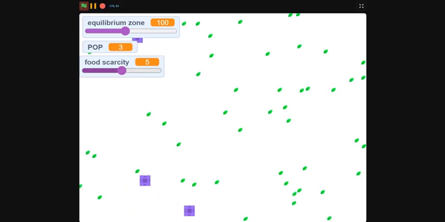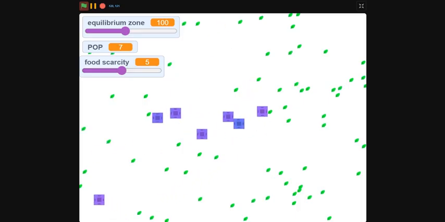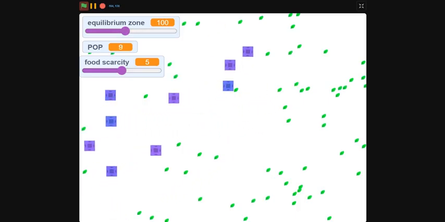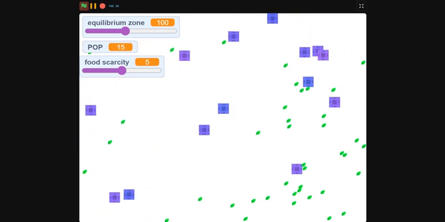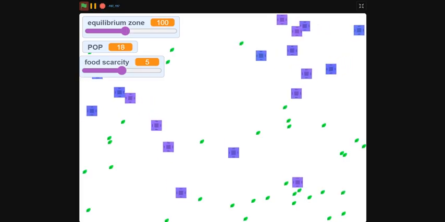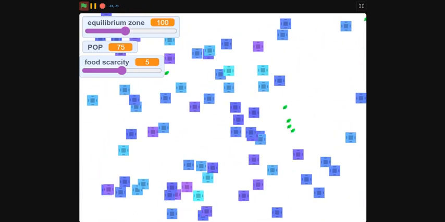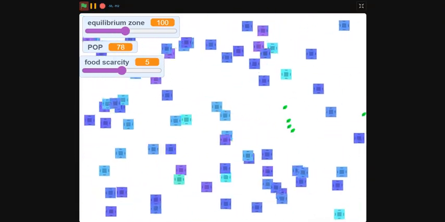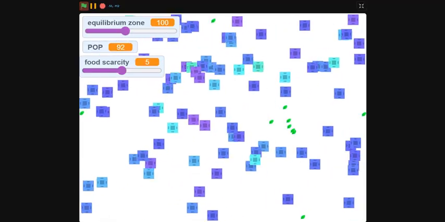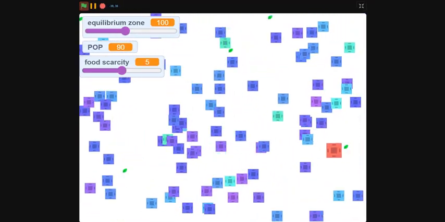And I can change the food scarcity to 3, which is very scarce, and 7, which is lush. Okay, the equilibrium zone is the limit of how many little dudes there can be, and the pop is the population. So now if we speed this up, as you can see, they change color to blue. This means that they're becoming more speedy, and if they aren't speedy, they won't catch up to the food.